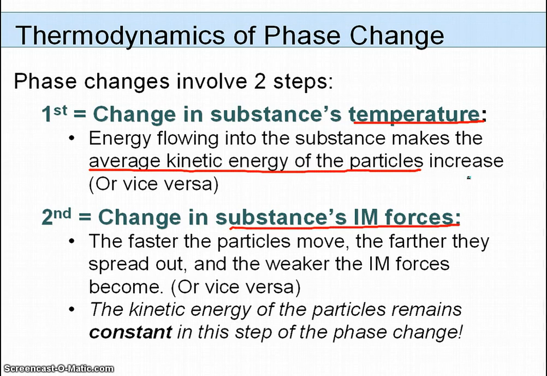The substance's overall temperature cannot change until all of the molecules have either broken or reformed their intermolecular forces, because temperature is an average kinetic energy. It's a measurement of the average. So when just one or two molecules break free into the new phase, that's not going to be enough for the temperature to change.